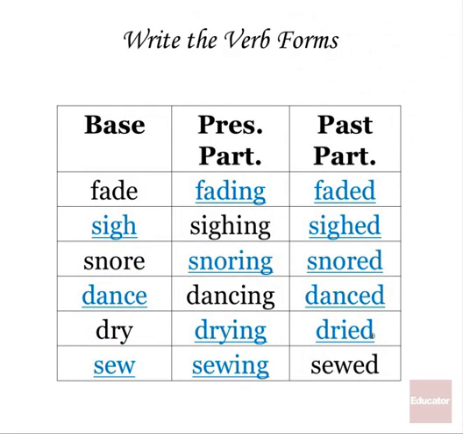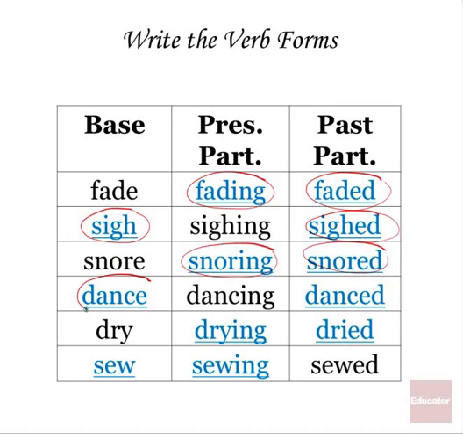And there we have it. Fade, with the present participle, becomes fading. We took that e off to add the ing. But to turn it into faded, we just added a d. Sighing, you knew the base form would have to be sigh, which means the past participle is sighed. Snore, we took the e off to make snoring, and we just added a d to it to make snored.